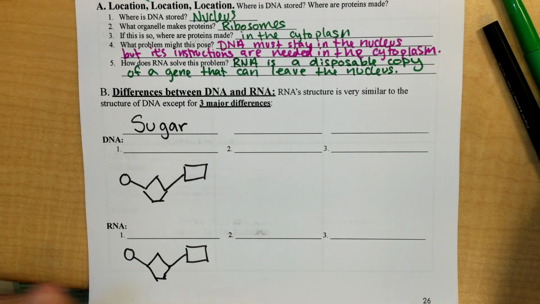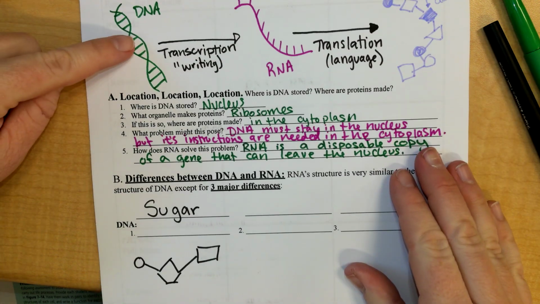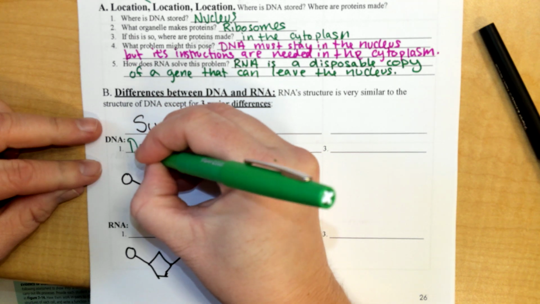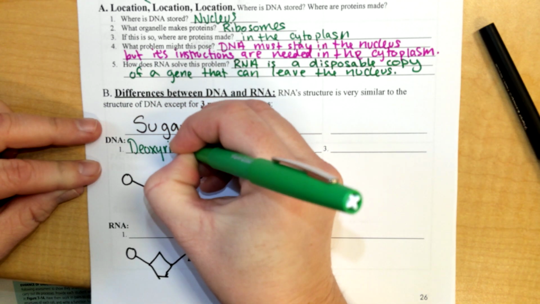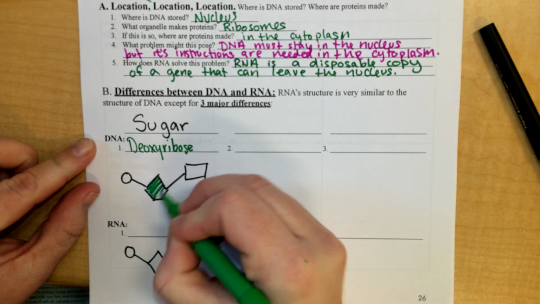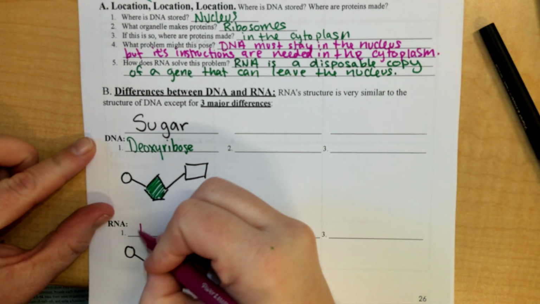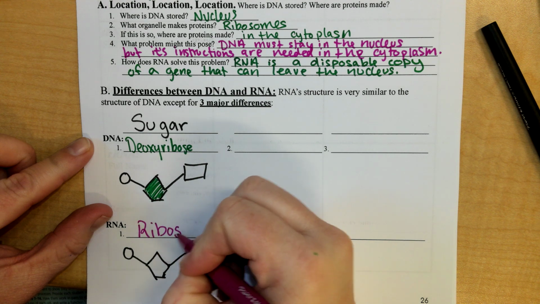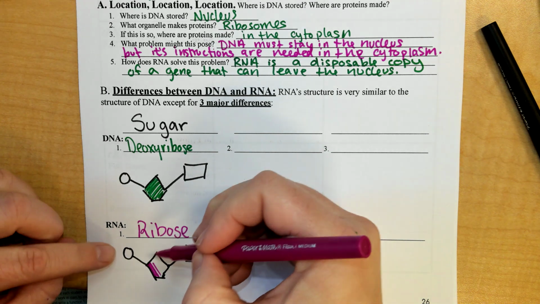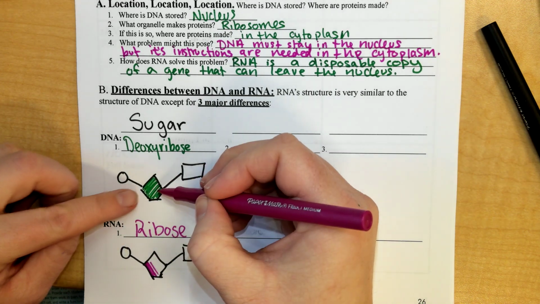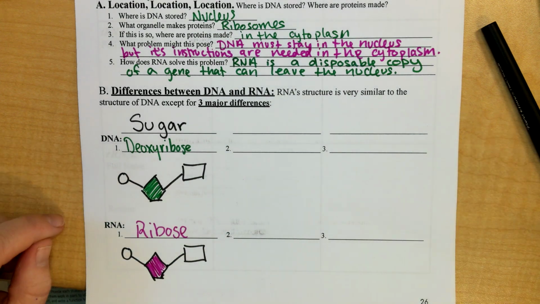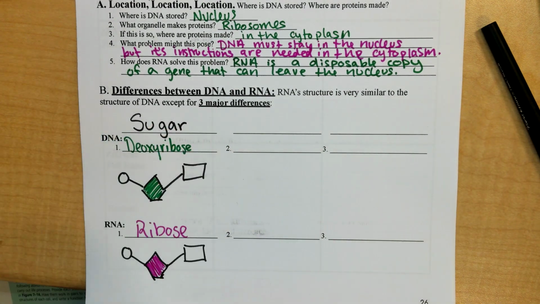And for DNA, because I used green for DNA up here, I'm going to use green down here as well. I'm going to write deoxyribose. Okay, deoxyribose is the sugar that's in DNA. It's only a little bit different from ribose. Ribose is the sugar found in RNA, and ribose is not deoxyed. Okay? The difference between these two sugars is this one has one less oxygen atom. Okay? So that's one difference between DNA and RNA.